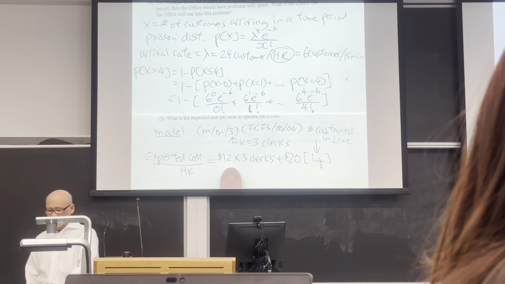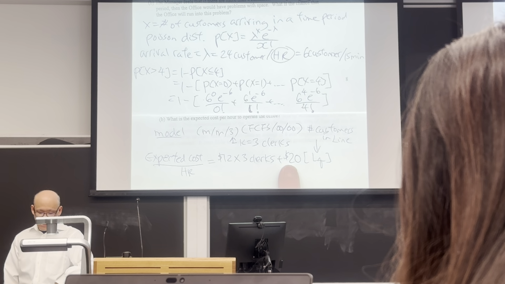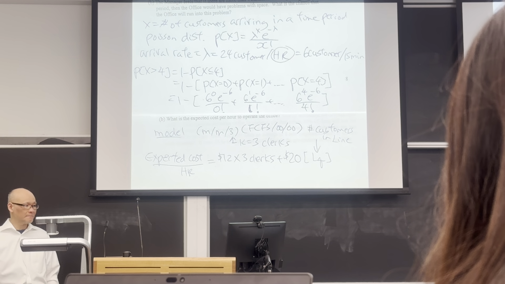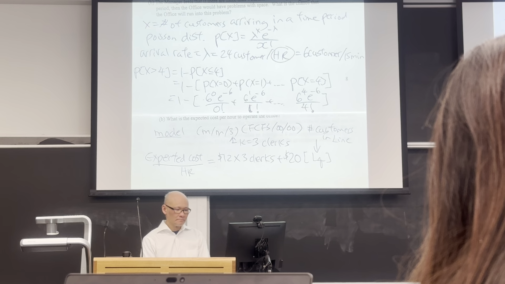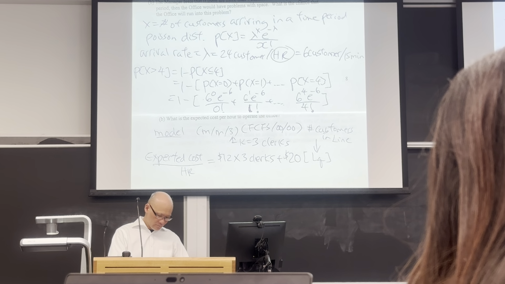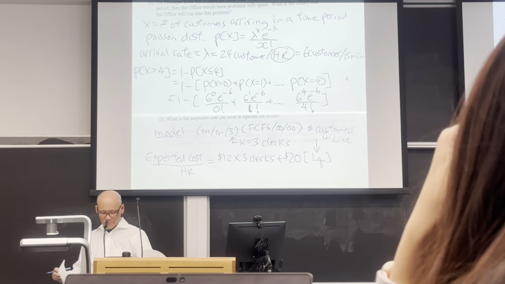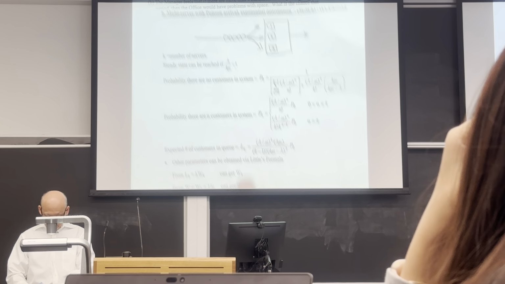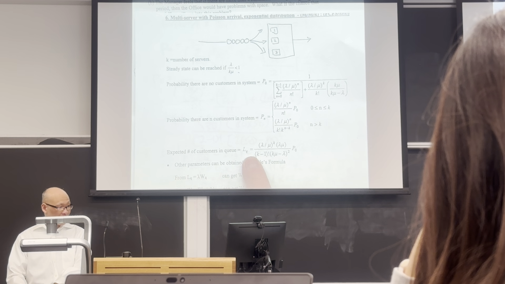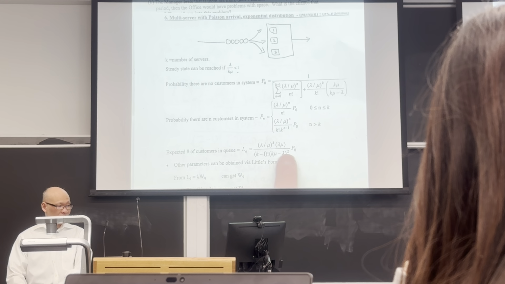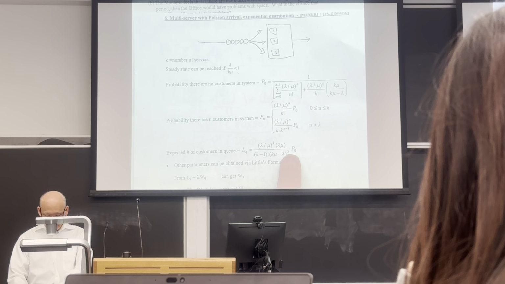So that's $12 for each clerk times 3 clerks, and then $20 per hour for each customer in line. How many customers are in line? That's LQ. So we have our M/M/3 model here. We have to get LQ, and we know the formula, but it requires us to calculate P0. So rather than using the formula, maybe we could use the table to get P0, and then we could calculate LQ.